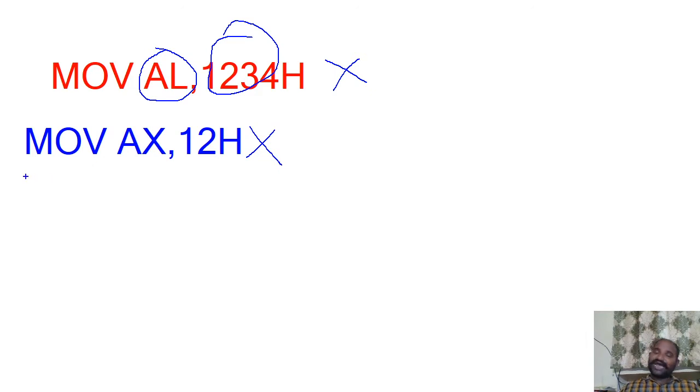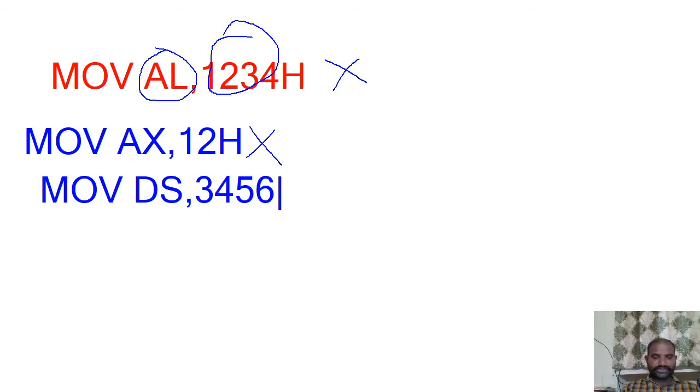And one more thing: we have the segment registers. If you want to copy some content into one of the segment registers, that should be done via the accumulator. Let me take one simple example. Assume that I would like to copy some data, 3456H, into the data segment register. I would like to copy the 16-bit data 3456H into the 16-bit data segment register, but this operation is not possible.